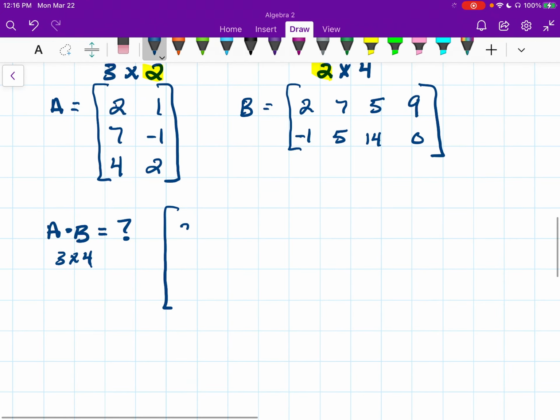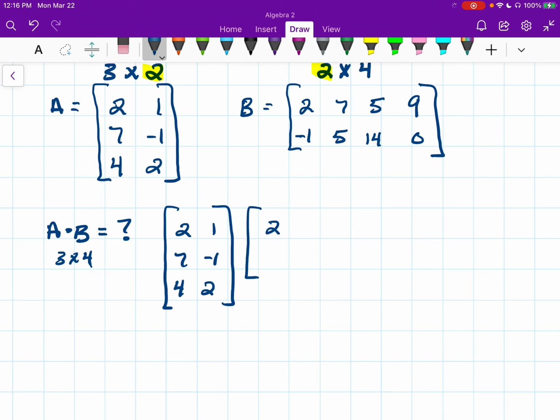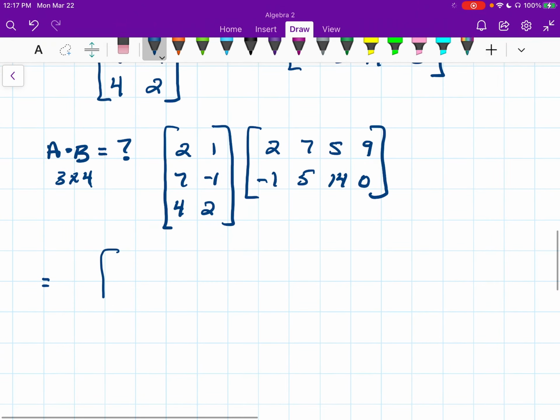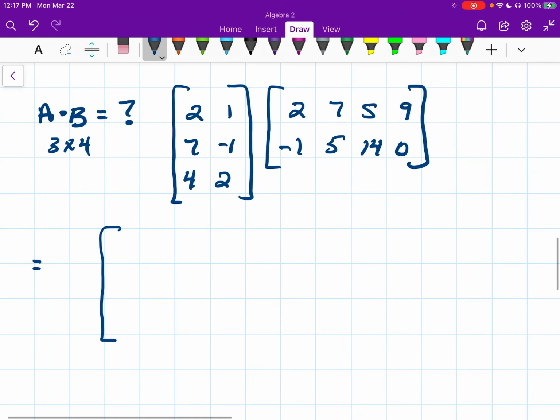A is going to be 2, 1, 7, -1, 4, 2. And B is 2, 7, 5, 9, -1, 5, 14, 0. Our new one's going to be 3 tall and 4 wide. I'll put the ending bracket there in a second.